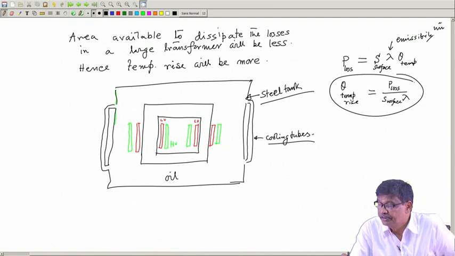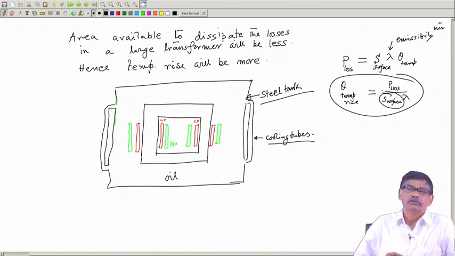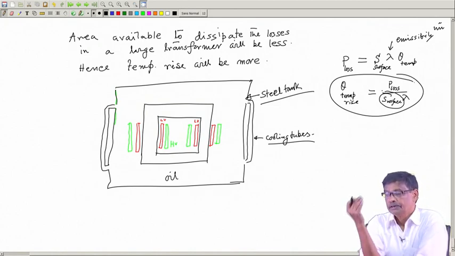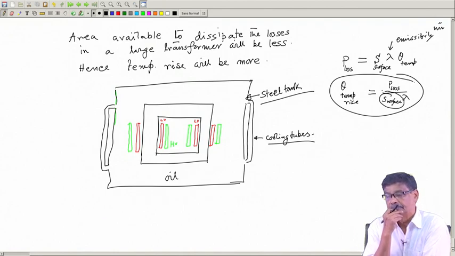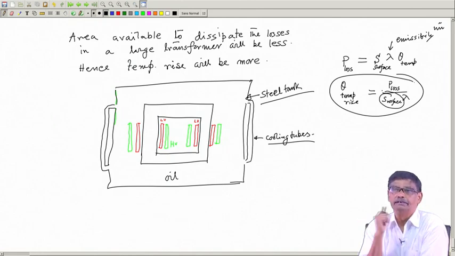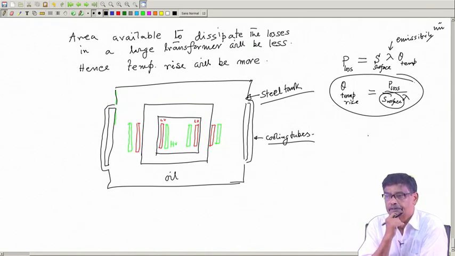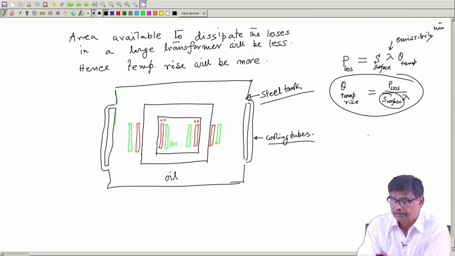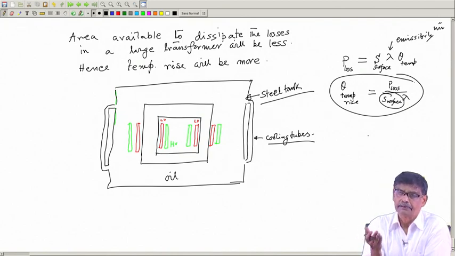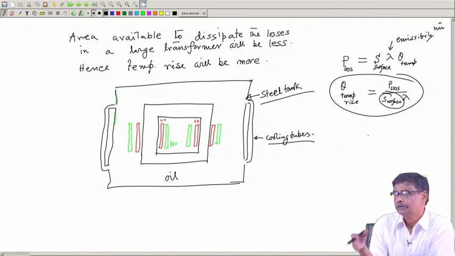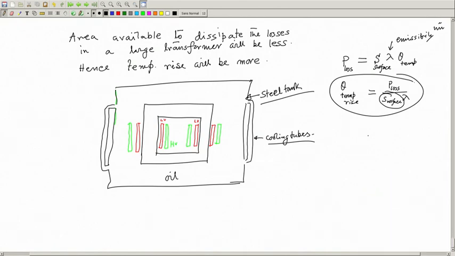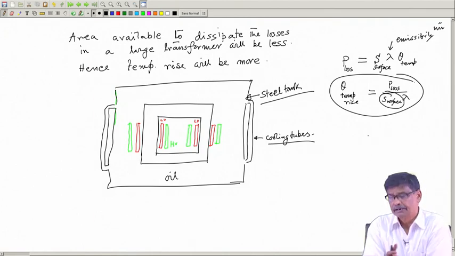So, effectively you have to increase the surface area, because as you go to higher and higher rating of transformers, your P loss increases but surface area through which heat will be dissipated should be increased. Then only temperature rise you can keep to a desired limit. Now, this is one thing. For example, say any distribution transformer, if you look at when you are walking along the street, pole mounted transformers, you will find they will be good enough. Okay. Cooling tubes are there and it is there.